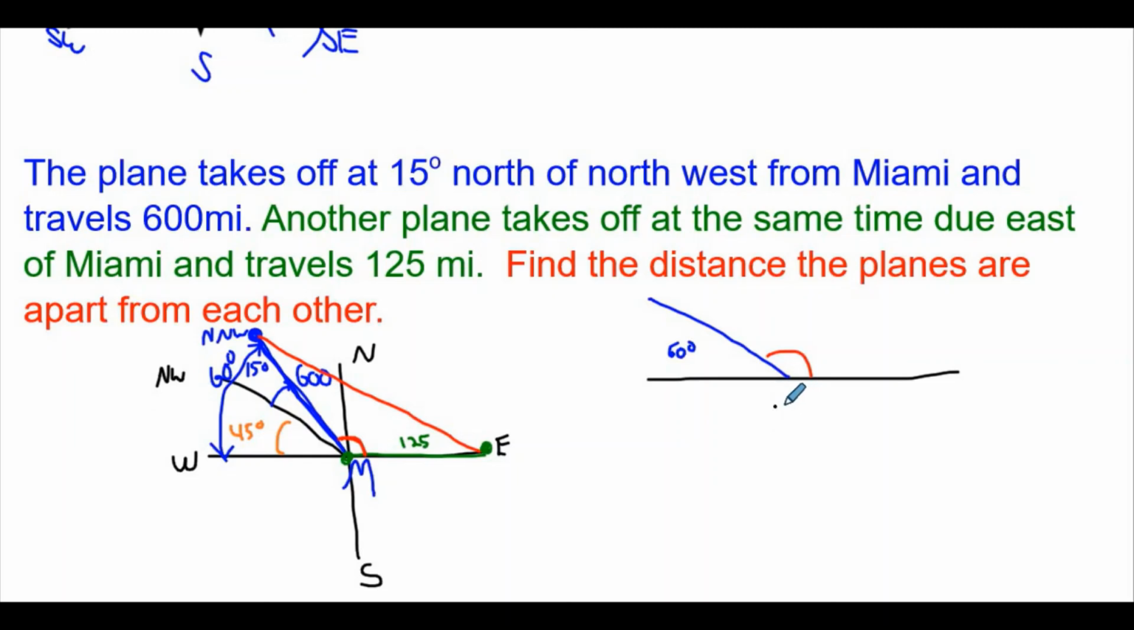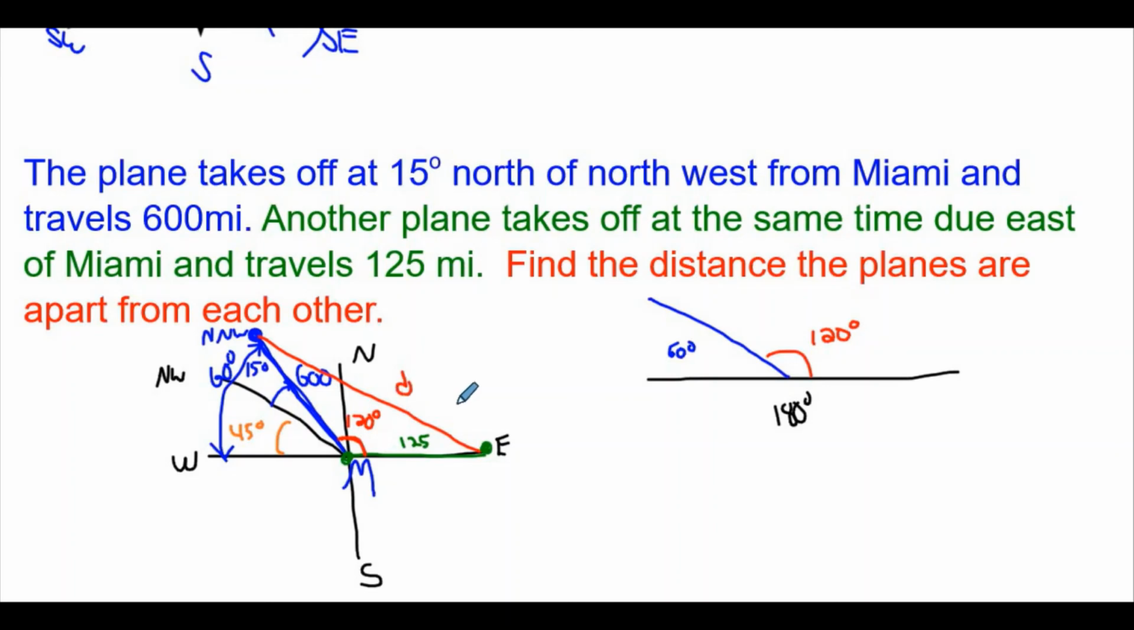And since this is 180 degrees, this angle in here must be 120 degrees. Right, 60 and 120 makes 180, or you could do 180 minus 60. So now we can come back here and just label this 120 degrees, and now we have a law of cosines problem, right? Because if I look at what I have: angle, side, angle. And so the question is, find the distance.